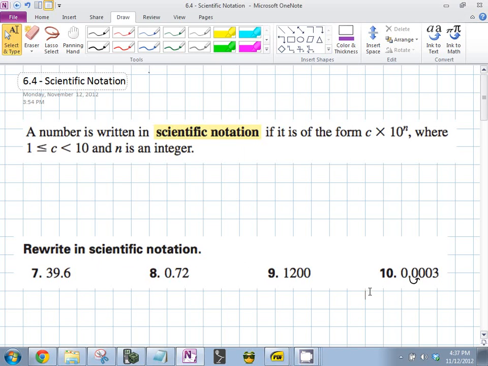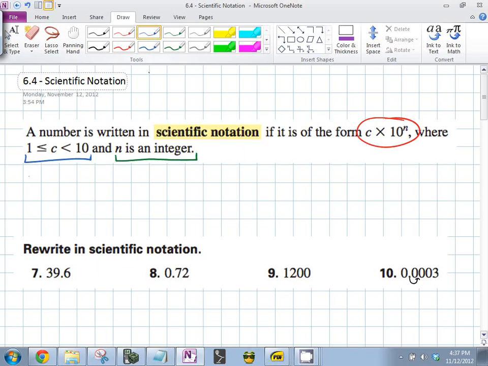Any real number can be written in scientific notation, and it's really easy to see if a real number is written in scientific notation by looking to see if it's in the form c times 10 to the n, where c is between 1 and 10, and n is any integer.